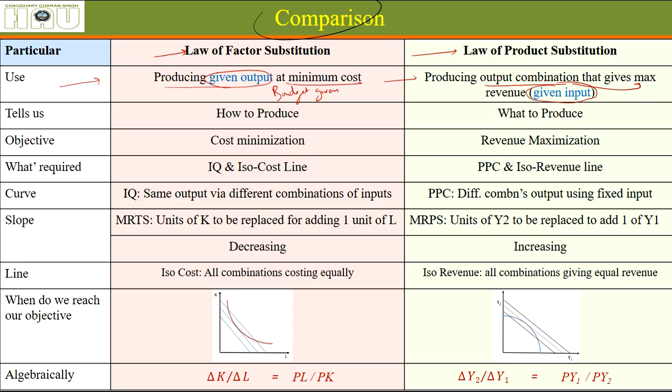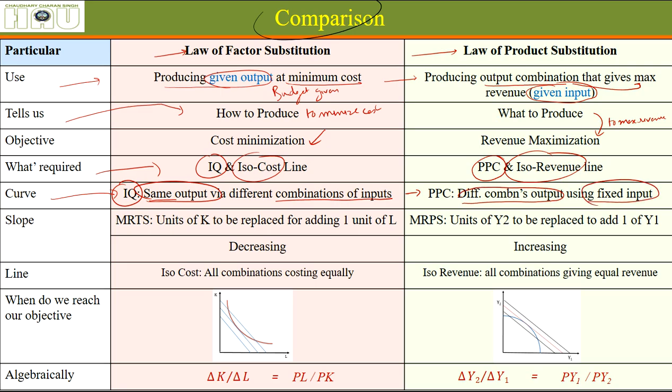This law tells us how to produce to minimize cost, that is the objective. This law will tell us what combination we should produce to maximize revenue. Alright, what is required? ISO quant and ISO cost line are required. Here PPC and ISO revenue line are required. The curve called ISO quant shows all possible combinations of inputs which give the same level of output. And PPC will show different combinations of output that can be produced with a fixed quantity of given input.